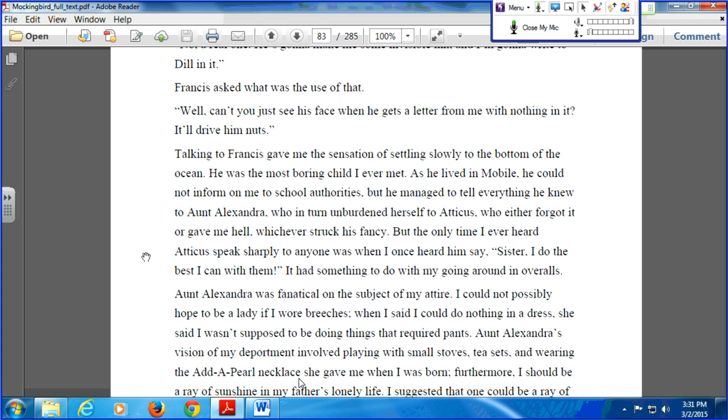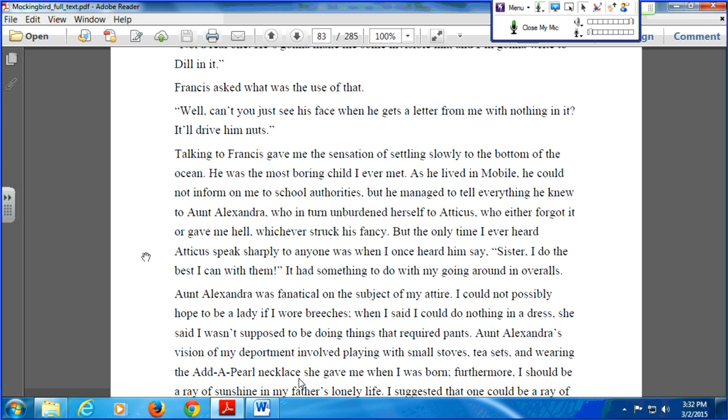As he lived in Mobile, he could not inform me of our school authorities, but managed to tell everything he knew to Aunt Alexandra, who in turn unburdened herself to Atticus, who either forgot it or gave me hell, whatever struck his fancy. The only time I ever heard him speak sharply to anyone was when I heard him say, "Sister, I do the best I can with them."